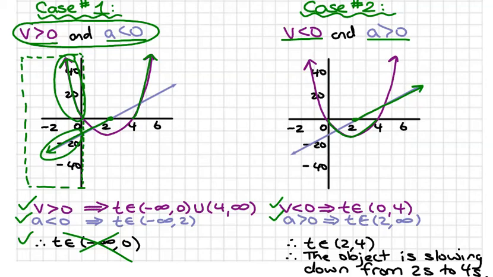Now where does that overlap? Notice that it actually overlaps only in this region, this box right here. So both of the greens are overlapping. That means that from 2 to 4 seconds, that's where the object is actually slowing down. That's all graphically, but I really want you to be able to see it algebraically. Okay, so let's try this again. Slowing down.